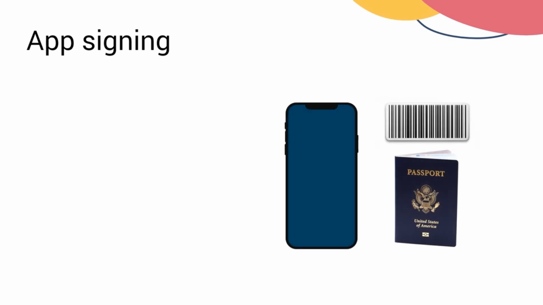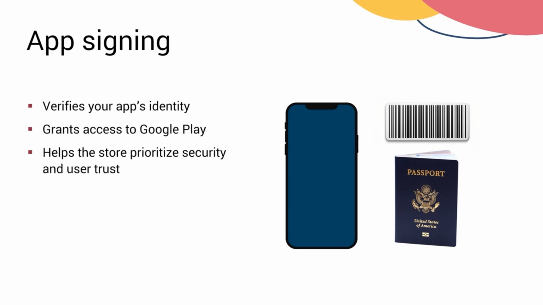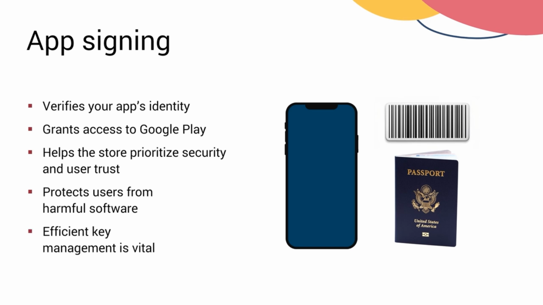App signing is like getting a product barcode or passport for your app. It helps verify your app's identity and grants access to Google Play. App signing helps the store prioritize security and user trust, protecting users from harmful software. A unique key serves as your app's digital signature. Efficient key management is vital to ensure the security of your app.